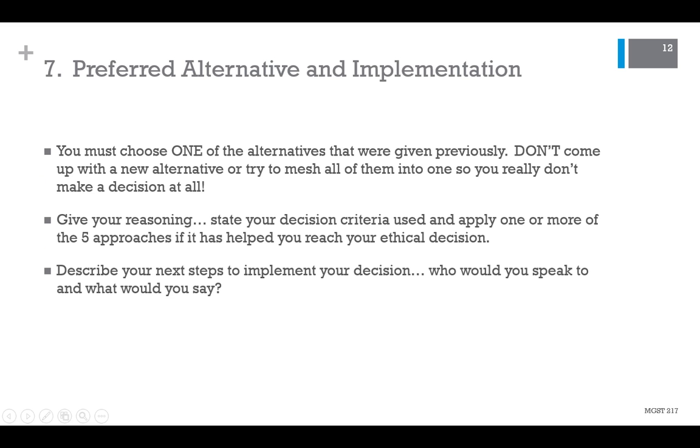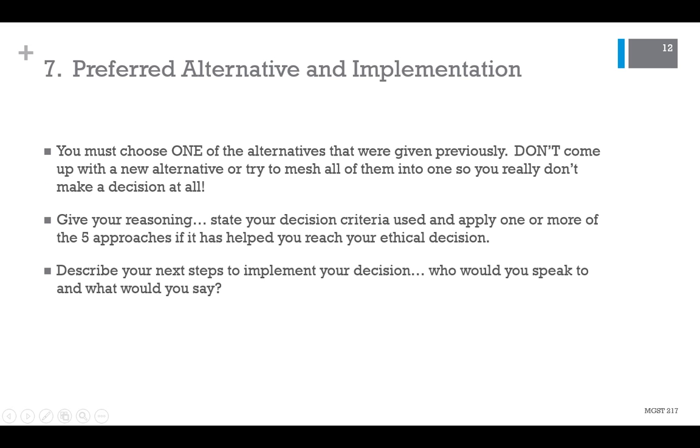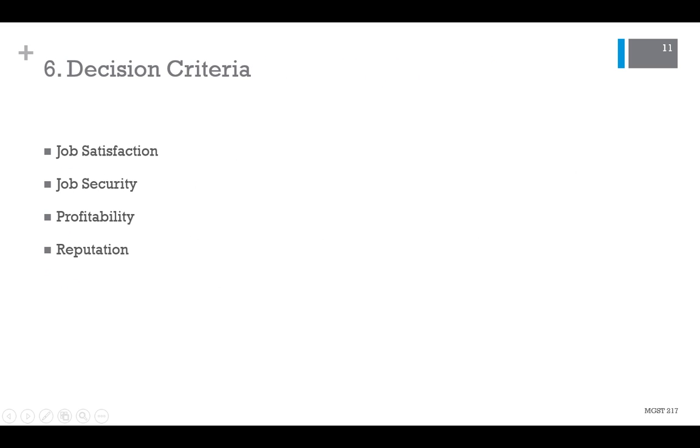Now, once you've come up with your decision criteria, I'm going to go back to this. Let's take a look at these four: job satisfaction, security, profitability, reputation, and let's apply some of the approaches that we talked about previously. We can talk about the utilitarian approach, the rights approach, the fairness approach. So if we go back to decision criteria, let's apply some of the different approaches.